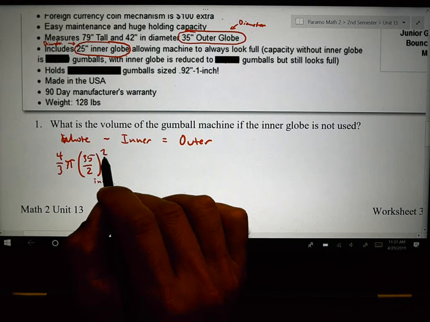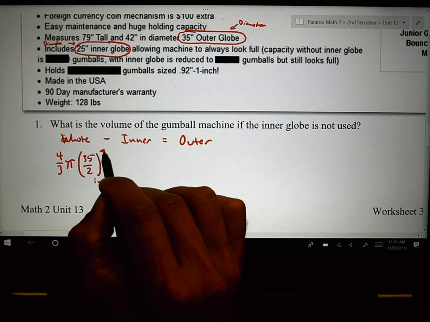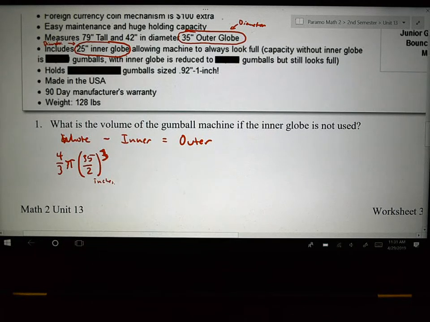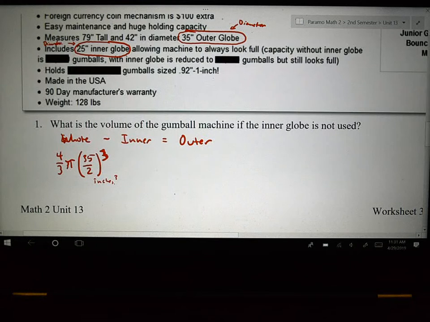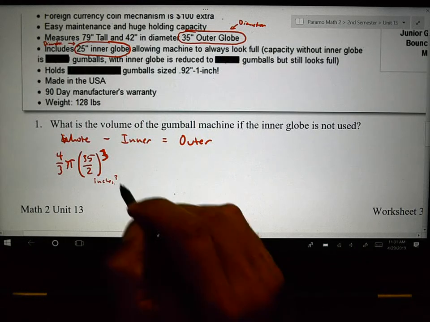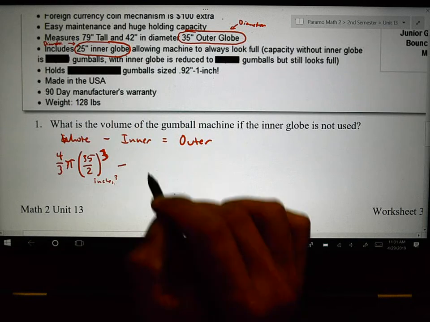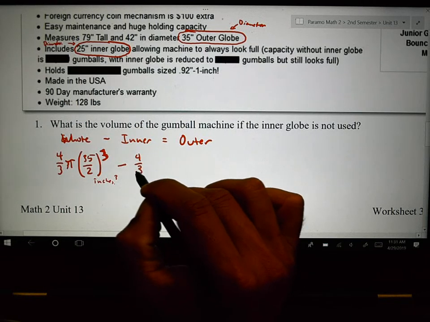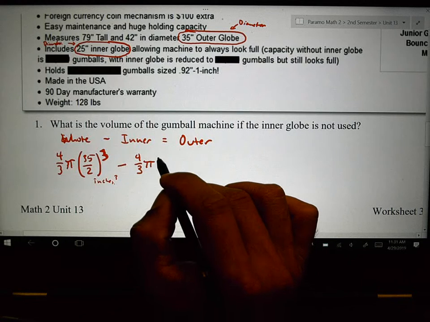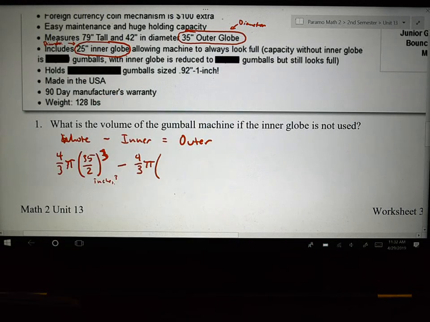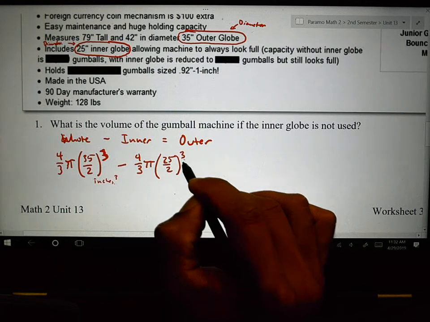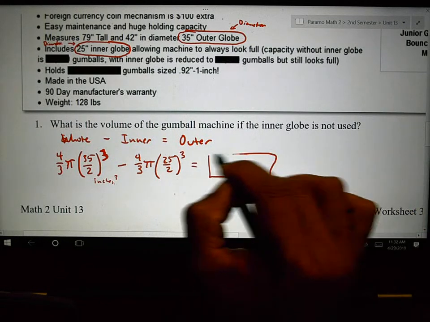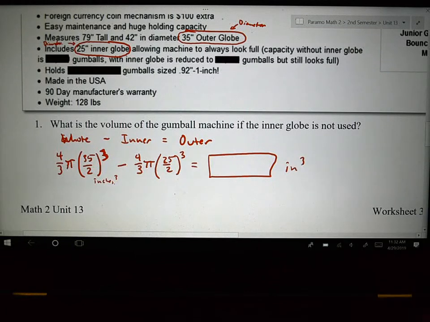Oh, and I wrote this wrong, didn't I? It's cubed. It's to the 3rd power. Thank you. If you see me make a mistake, please let me know. Because this would make inches cubed, right? This is going to be how many cubic inches are available in that outer globe. Now we need to subtract the inner globe's volume. But that is a diameter, so we need to cut that in half. You can either use the fraction or the decimal, to the 3rd power. And that's going to equal your outer globe's volume in terms of cubic inches.